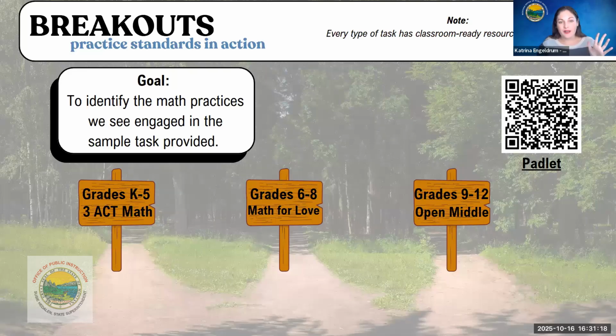There's no really right or wrong answers here. I think you could probably debate all of these at some point. But K-5 will look at a 3-act math task. 6-8 will look at a Math for Love task, which is Dan Finkel's work. And then 9-12 will look at an Open Middle.